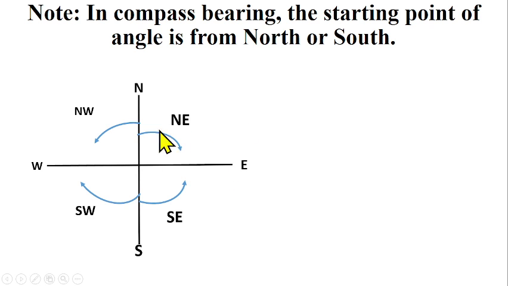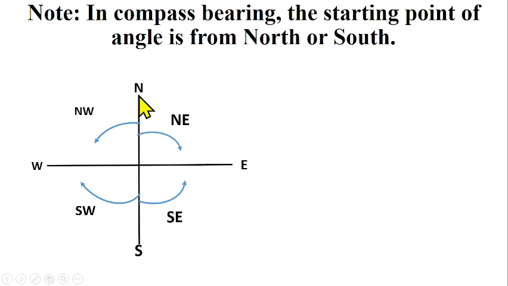So there's something I want you to understand, that in compass bearing, the angle originates from the north, either to the east or to the west. It also originates from the south, either to the east or to the west. So we have 2 origins in making the compass bearing. So I cannot go from the east to the south, wrong. I cannot go from the west to the south, it is wrong. I cannot go from the west to the north, it's wrong. I cannot go from east to the north, it's also wrong.